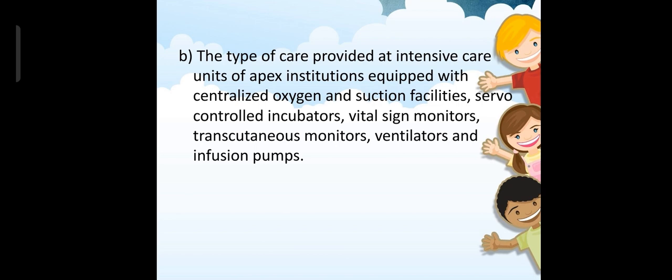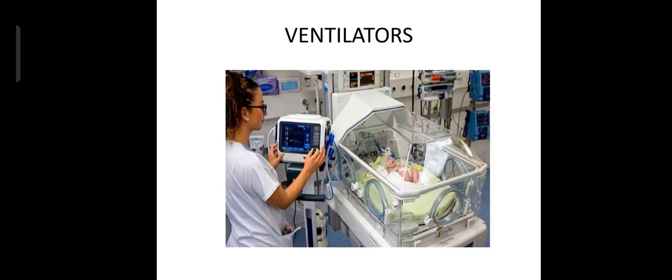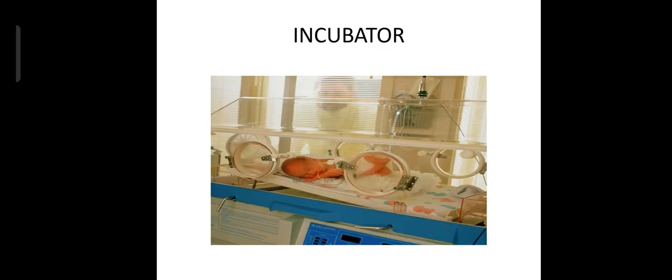Then servo control incubator should be available, vital sign monitor, transcutaneous monitor, ventilators, infusion pump. So you can see the pictures of radiant warmers. Then ventilators should be available in those kinds of apex institutions, then incubator.